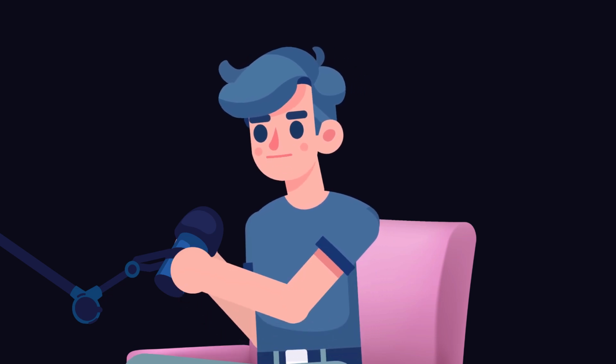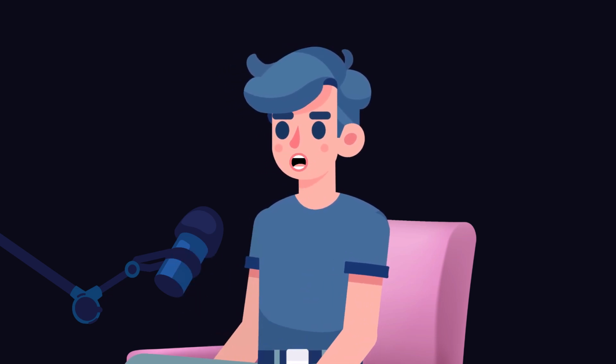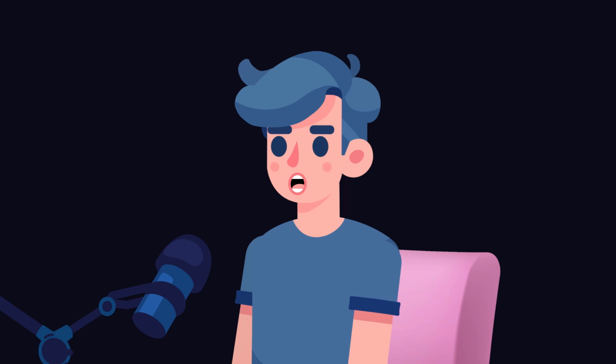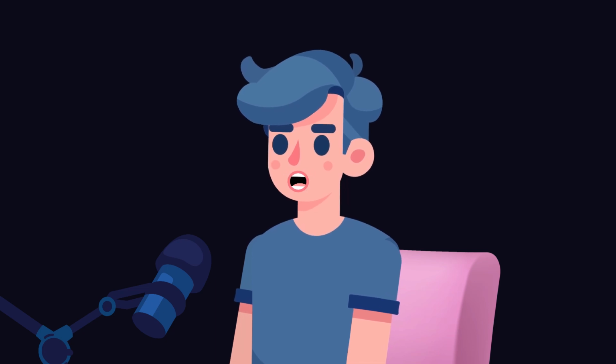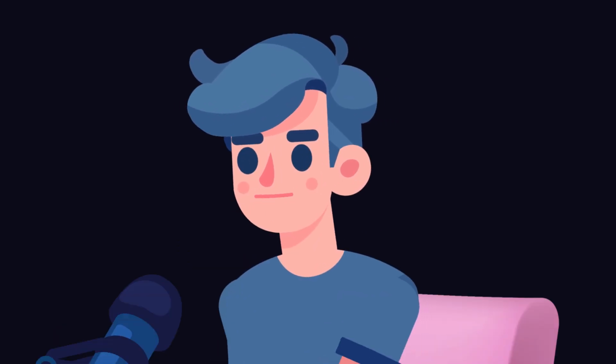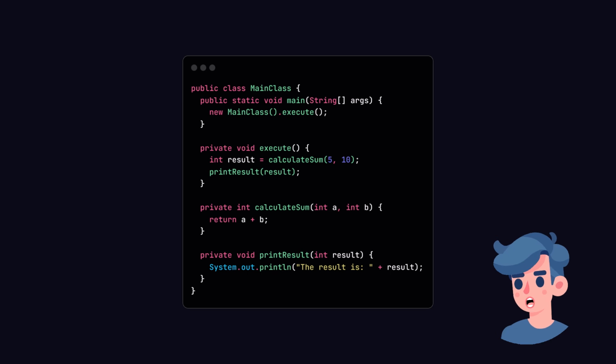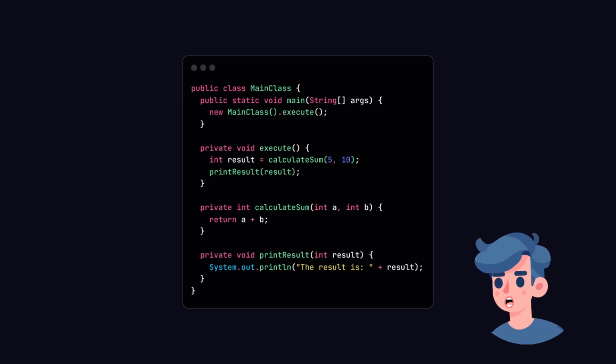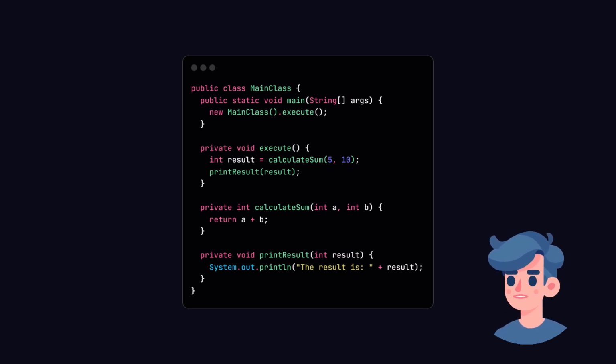Let's set up a simple Java project to demonstrate how to use Smart Step into. Open IntelliJ IDEA and create a new Java project. Name it Smart Step Example. Once your project is created, add a new Java class named MainClass. This class will contain our main method and a couple of other methods to demonstrate the Smart Step into functionality.